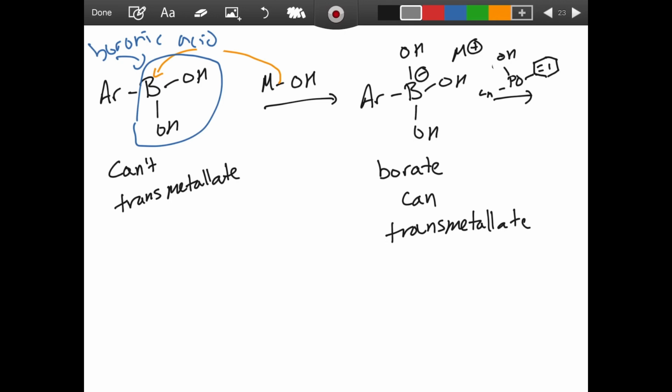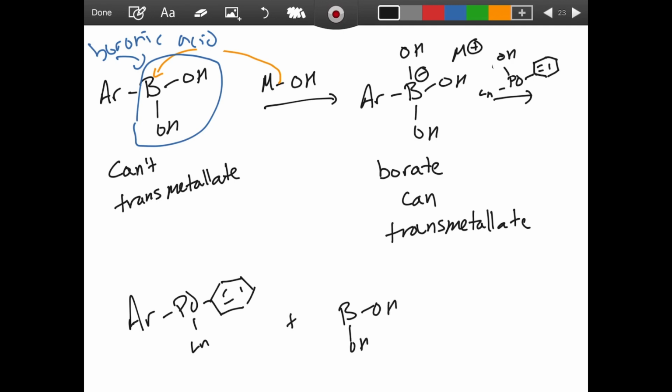So I was talking about how we get the borate, and we're able to do the transmetallation, and then that gives us the aryl with our palladium and our aromatic ring, with the ligands on our palladium, plus we get the boron with, effectively, in this example, 4 oxygens around it, right? So we get another borate, right?